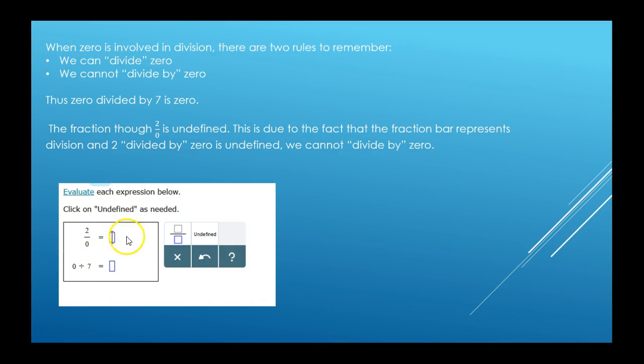Therefore, the first problem here, 2 over 0. Remember, a fraction bar also means division. This is the same as saying 2 divided by 0. Well, looking at our rule, we cannot divide by 0, so this would be undefined. Now, our other problem, 0 divided by 7, we can divide 0. We just cannot divide by 0. 0 divided by any number will always be 0.